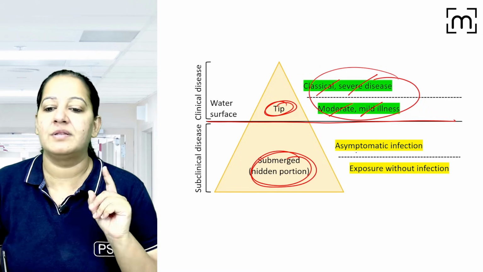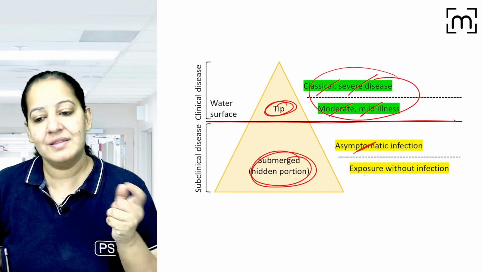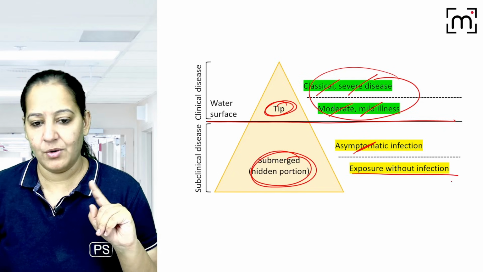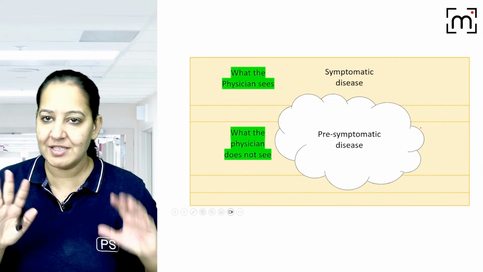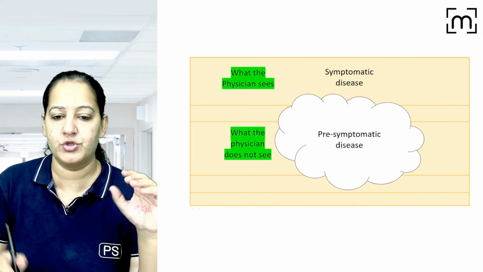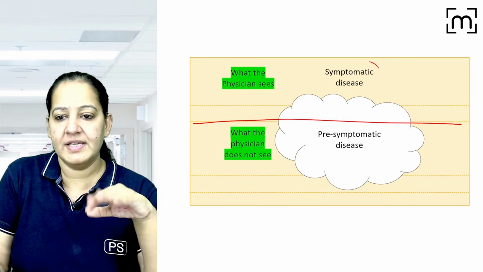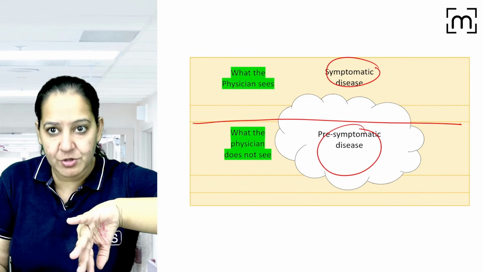And see the submerged portion. These are the asymptomatic cases. Exposure without infection cases. Okay, so these are the cases, the submerged portion, and this is a junction between them. The same thing is shown to you here. See, this is the junction. These are symptomatic cases, these are pre-symptomatic cases.